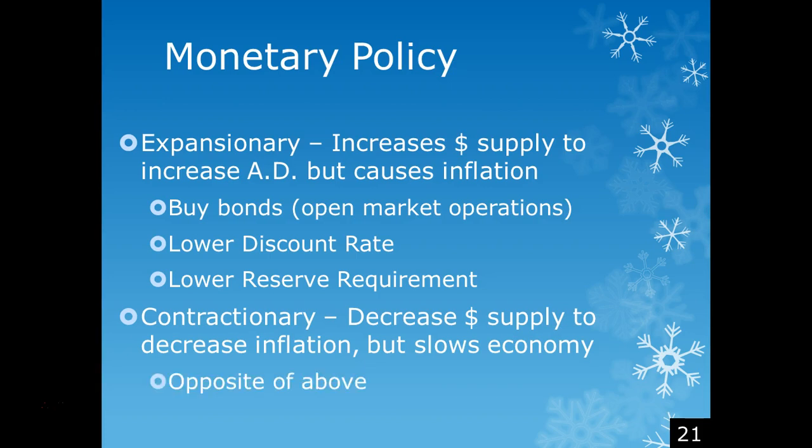And this is the opposite of everything. So instead of buying bonds, they would sell bonds, because they sell bonds and they take money out of the economy for those bonds. They could increase the discount rate because that makes it harder for banks to borrow money, and then banks won't lend out as much money, so there's less money in the economy.